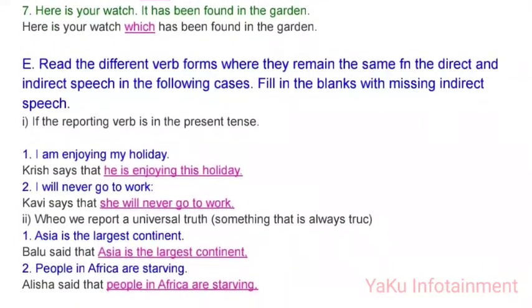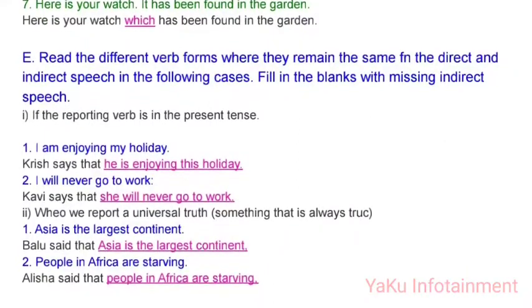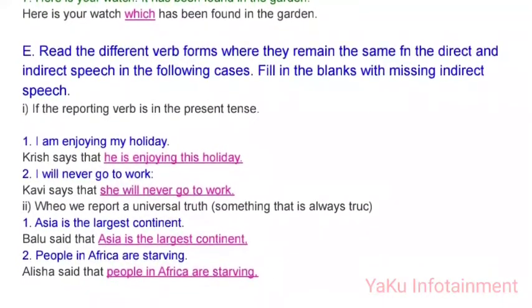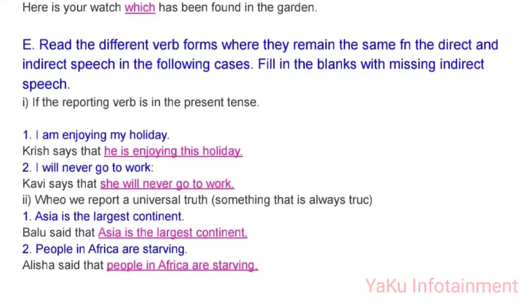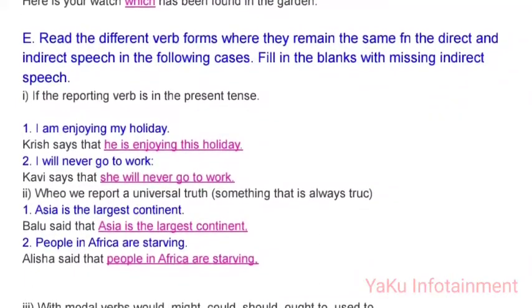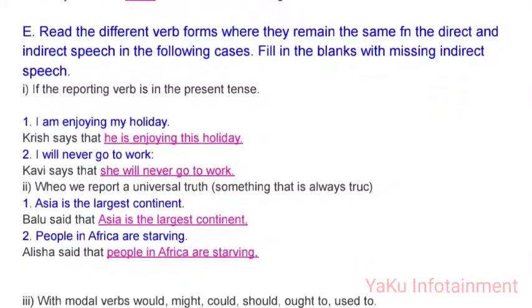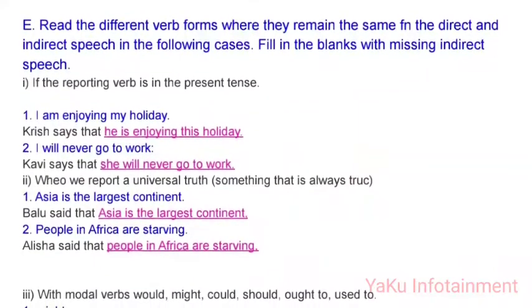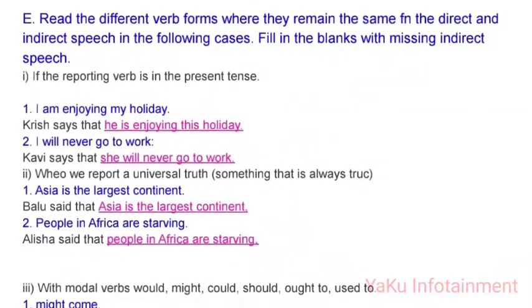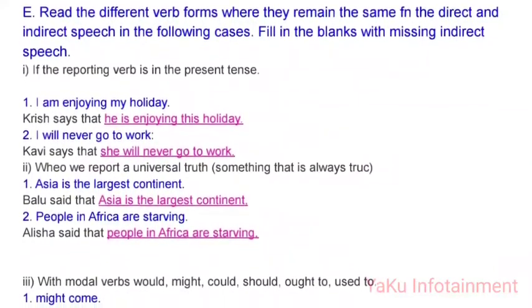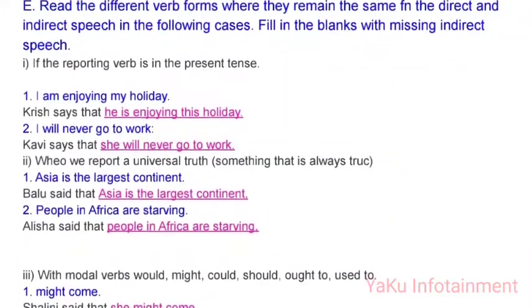A. Read the different verb forms where they remain the same in the direct and indirect speech in the following cases. Fill in the blanks with missing indirect speech. If the reporting verb is in the present tense. 1. I am enjoying my holiday. Krish says that he is enjoying this holiday.